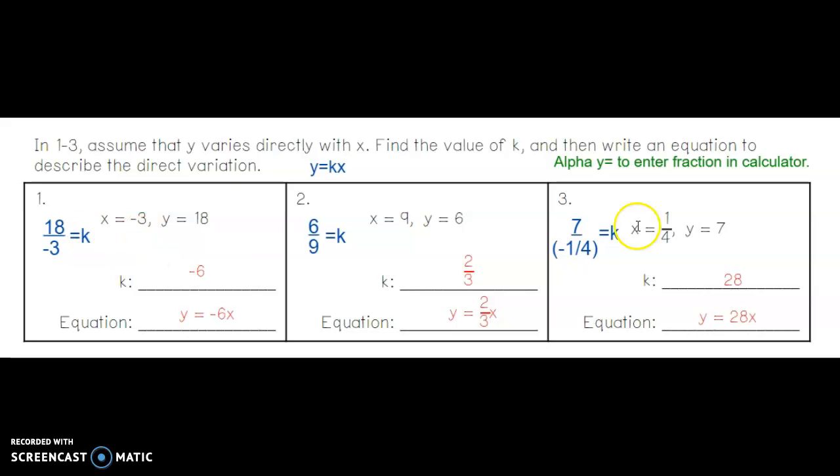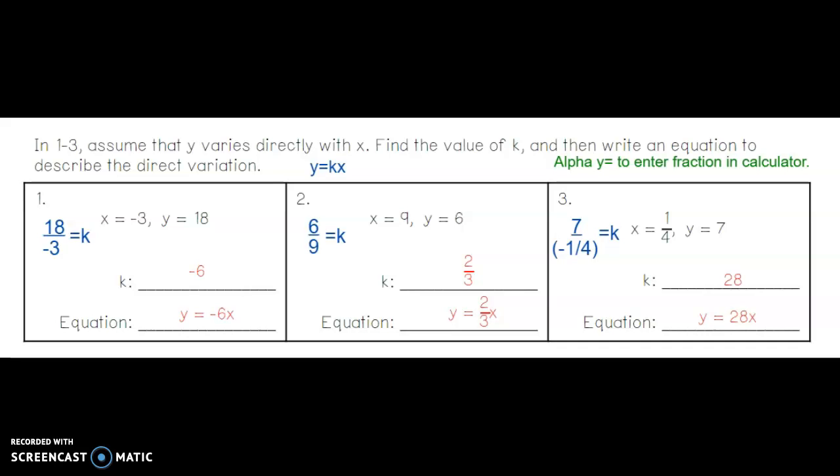X equals -3, comma, y equals 18. You're going to take your y value of 18 and divide it by your x value of -3. When you enter that into your calculator, you get a quotient of -6. That -6 is k. Then you simply substitute that -6 in for k in your equation to write the equation as y equals -6x.